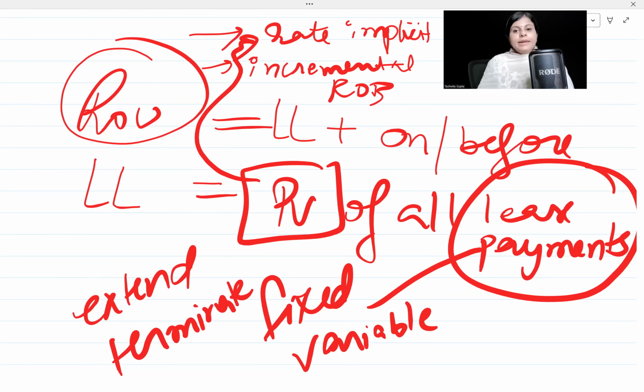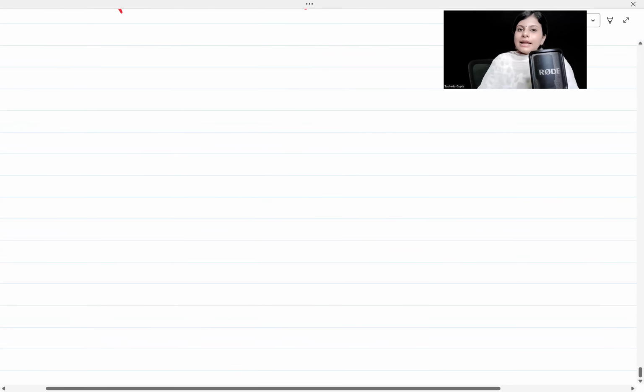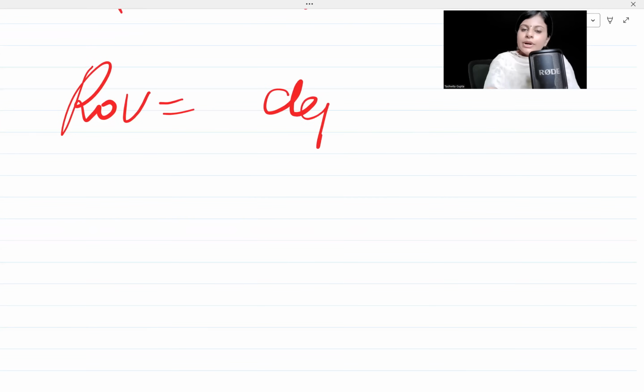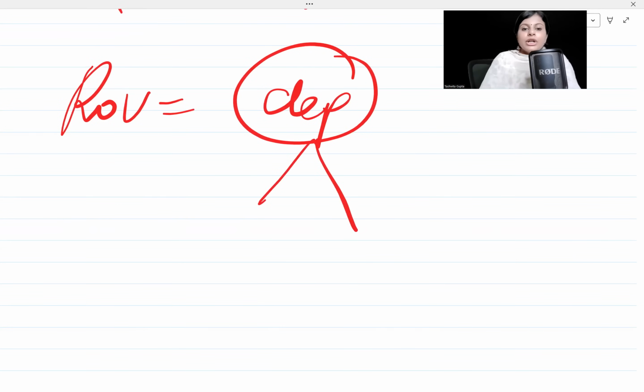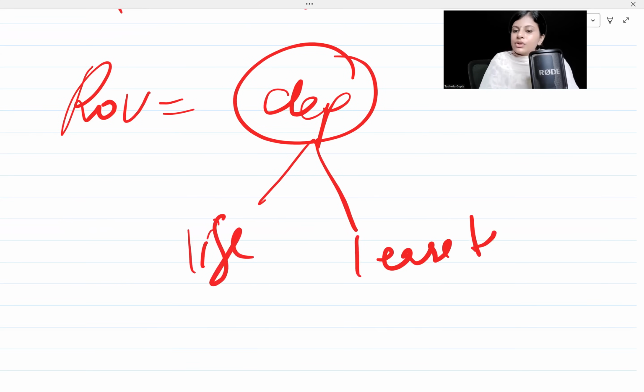Now, lease liability plus any payment made on or before the commencement of lease is the ROU, and now you know what a lease liability is. So subsequently, what do you do with this ROU and lease liability? In the case of ROU, you simply depreciate it at the lower of two things: the life of the asset or the lease term. Whichever is lower, based on that, you depreciate your ROU.